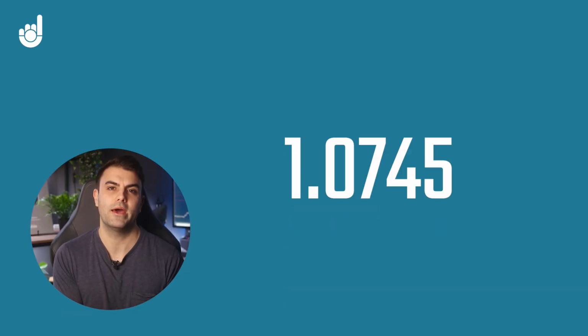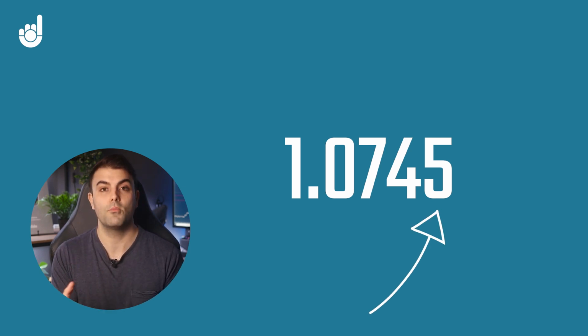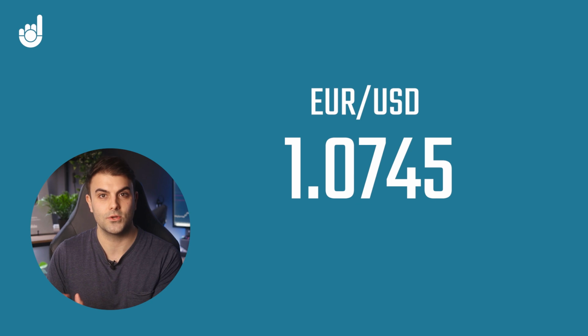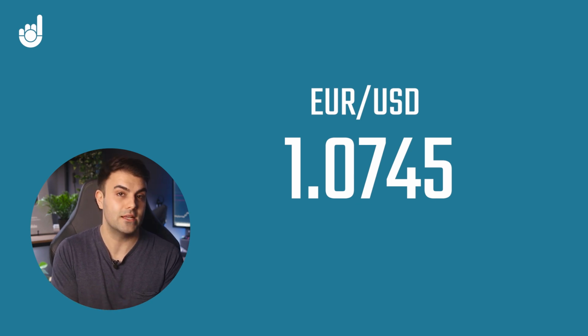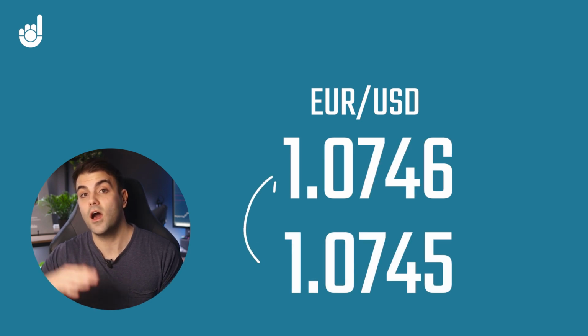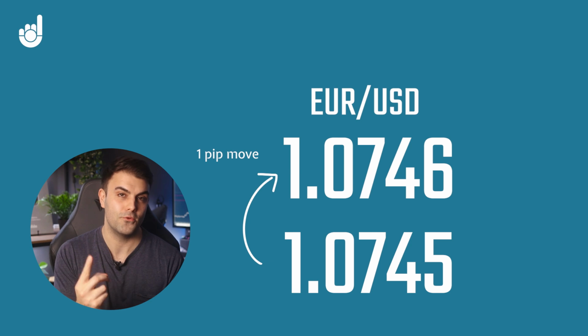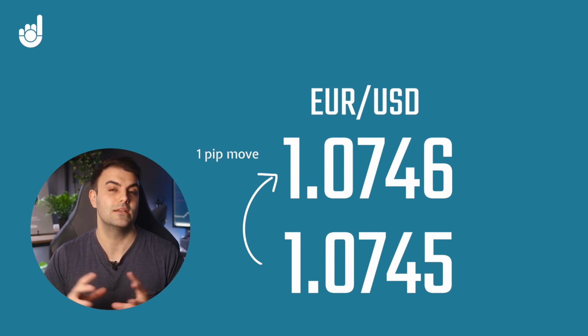For the majority of pairs, 1 PIP will be equal to the 4th decimal place. So for example, if we look at Euro USD, US dollar, and assume that the price is currently 1.0745, now if the price moves up to 1.0746, that is a 1 PIP move. Easy, right?